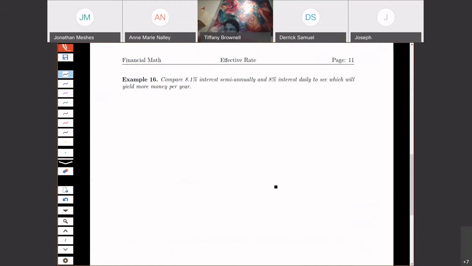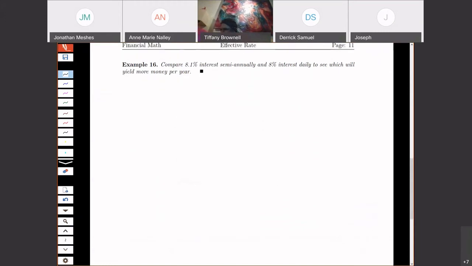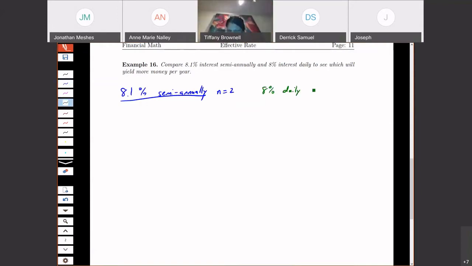All right. So let's do another comparison. Let's look at 8.1% interest semi-annually and 8% interest daily to see which one is a better deal. Semi-annually is every 6 months, which means twice a year. So here the n is going to be equal to 2. For the daily, we'll just always use 365 for the number of days in the year, right?